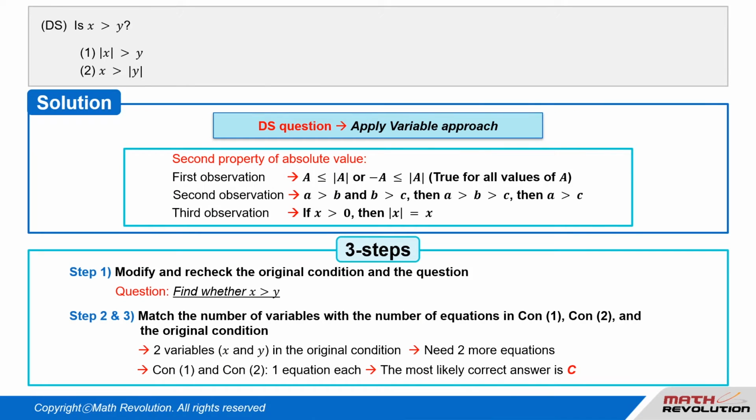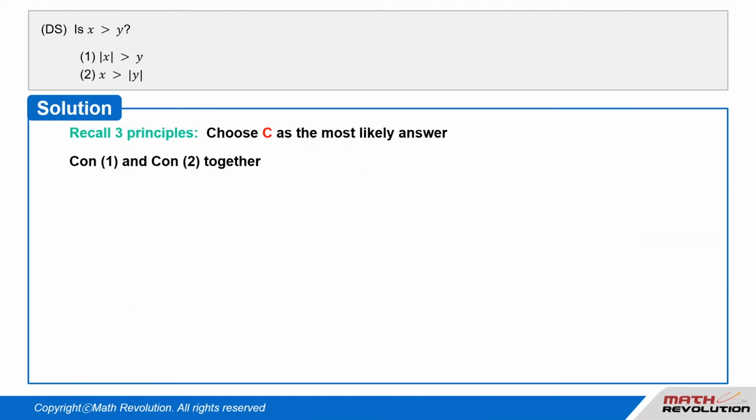From the original condition, we have 2 variables, x and y. To match the number of variables with the number of equations, we need 2 more equations. Since conditions 1 and 2 will provide 1 equation each, C would most likely be the answer. Recall 3 principles and choose C as the most likely answer.